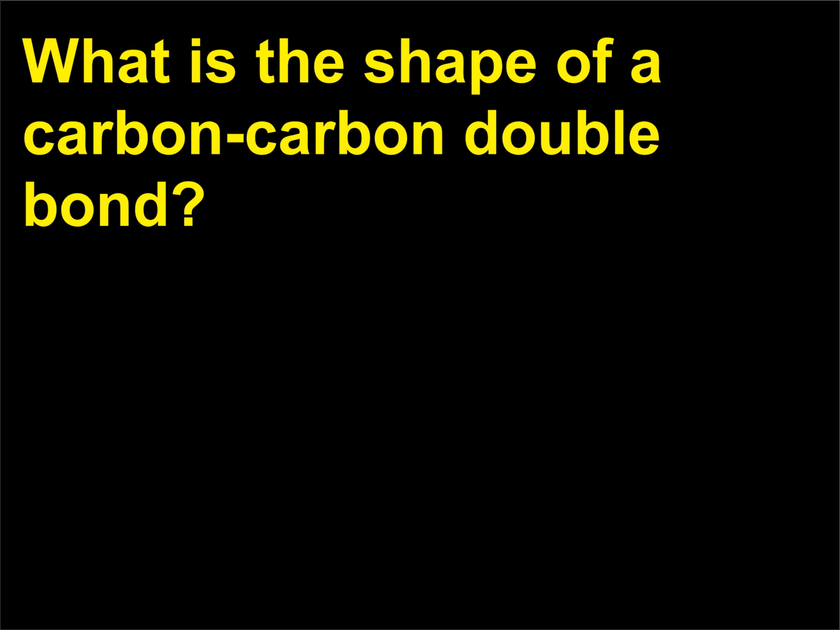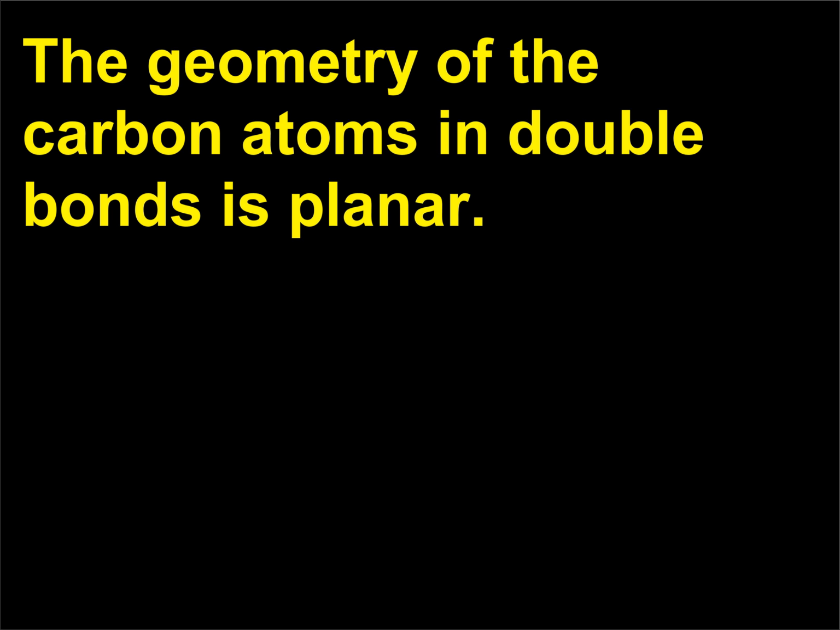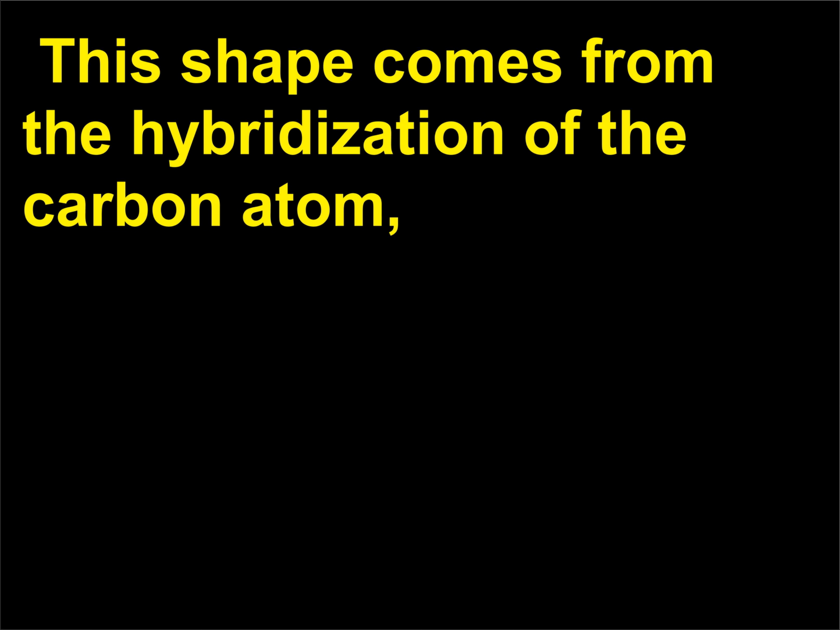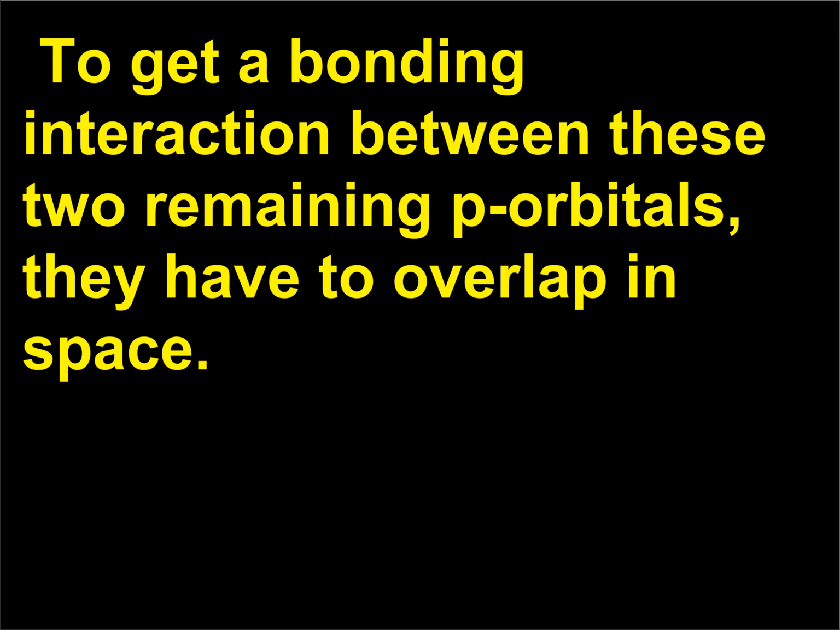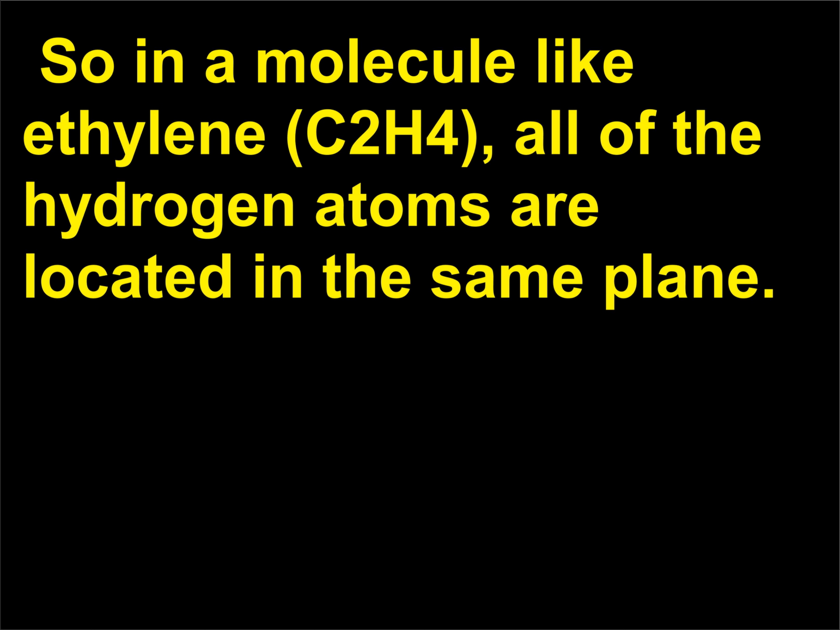What is the shape of a carbon-carbon double bond? The geometry of the carbon atoms in double bonds is planar. This shape comes from the hybridization of the carbon atom, which is sp2, leaving one p orbital not involved in forming single bonds. To get a bonding interaction between these two remaining p orbitals, they have to overlap in space. So in a molecule like ethylene, C2H4, all of the hydrogen atoms are located in the same plane.